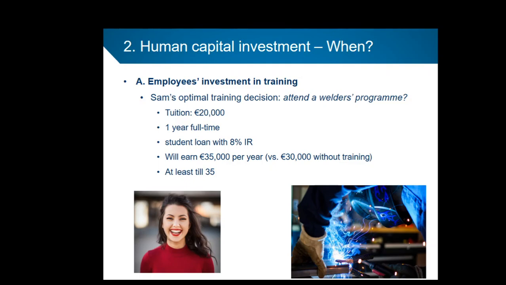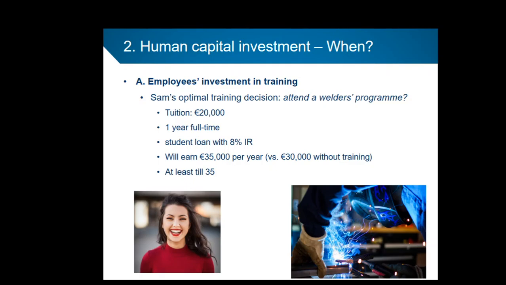Now, she does not do this for nothing. By attending this training, she hopes to make 5,000 extra a year. So without training, she would only make 30,000 euros a year. With the welders training, this would turn into 35,000 euros a year. However, Sam, she's a nice girl, she's also realistic.